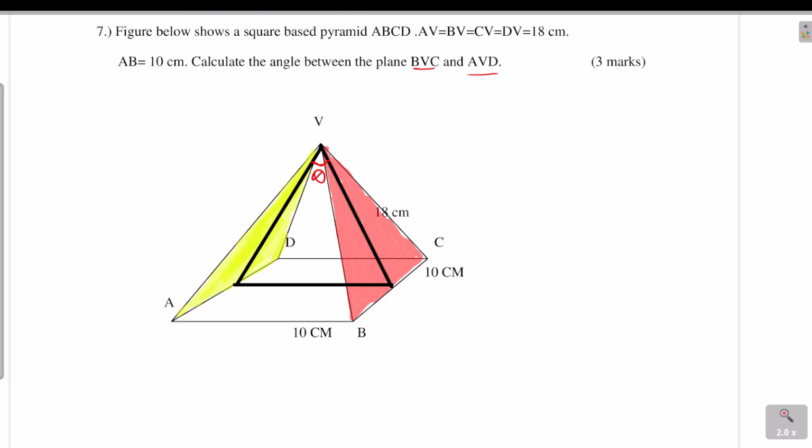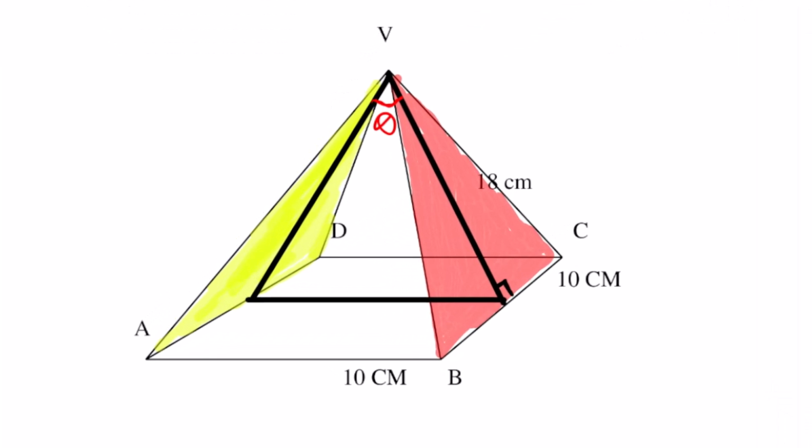Remember that this perpendicular meets the base at 90 degrees and it bisects, because this is a square-based pyramid. So if BC is 10, this will be 5 and this will be 5. Again, this will be 5, this will be 5. Then this is a right pyramid, because you can see all the slant heights are equal. All of them measure 18. So it is a right pyramid. So also this one is 90 degrees.